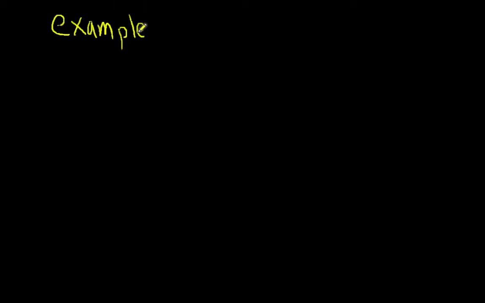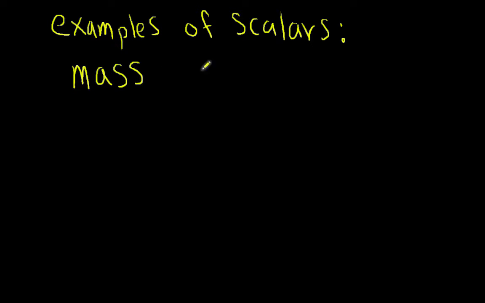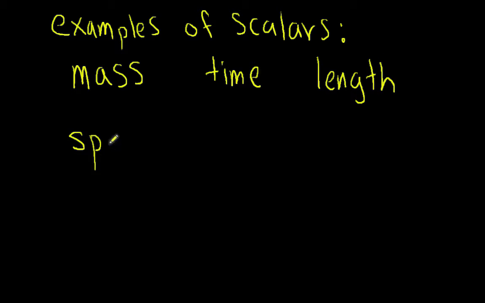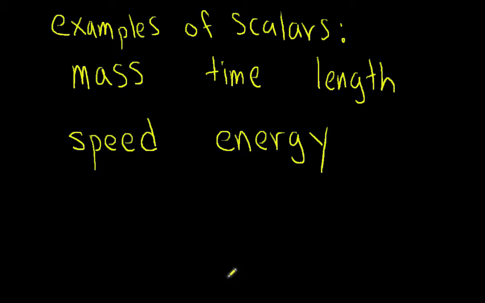Examples of scalars include mass, time, length, and speed, which makes sense because if you have a 5 kilogram mass, it's not like you have a 5 kilogram mass to the north. You just have 5 kilograms.